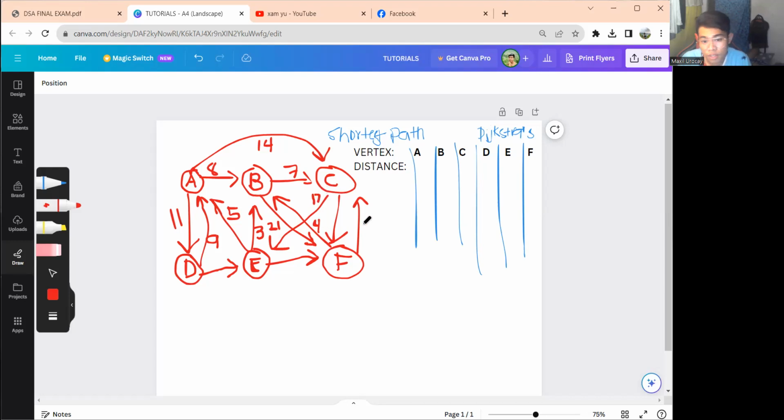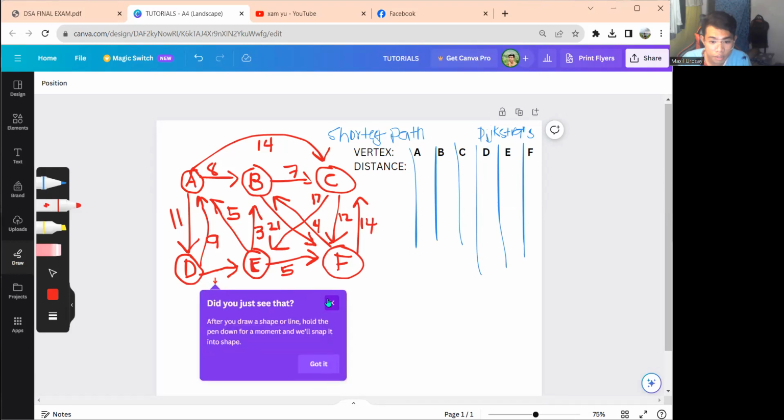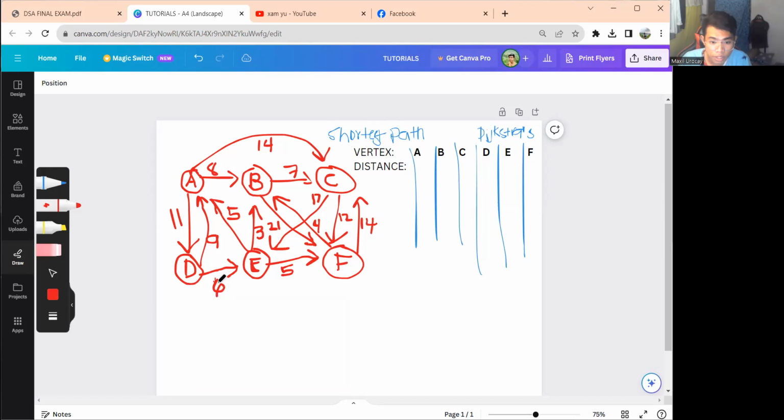I'm sorry, class. This is not really good. And then here is 12. And then last here is 14. Then this is 5. This is 8. And this will be 6, for example. Okay, we now have the specific values here.